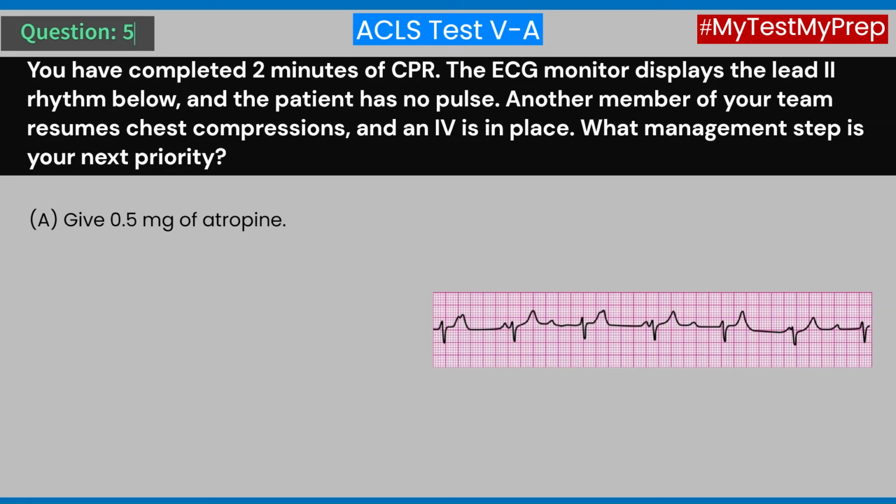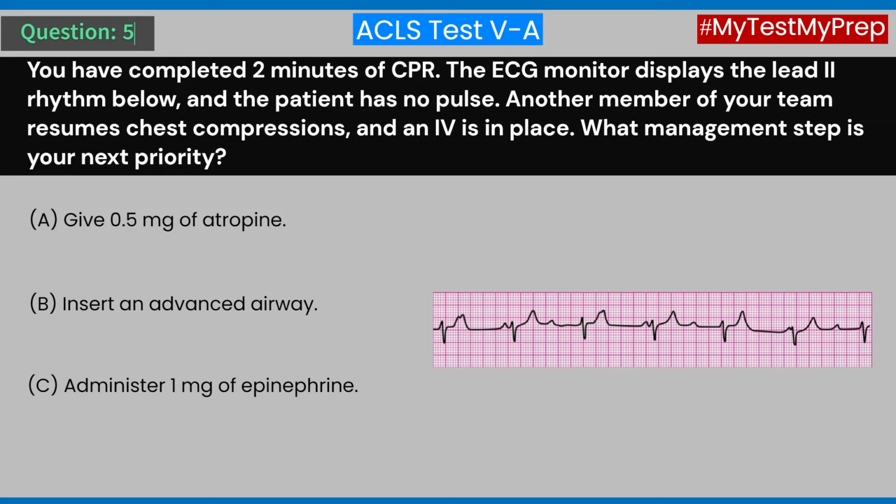A. Give 0.5 mg of atropine. B. Insert an advanced airway. C. Administer 1 mg of epinephrine. D. Administer a dopamine infusion. Answer: C. Administer 1 mg of epinephrine.